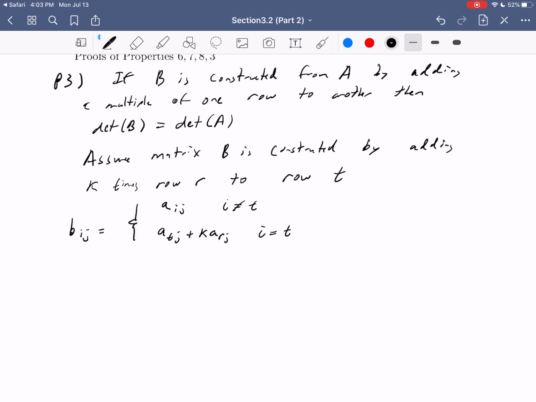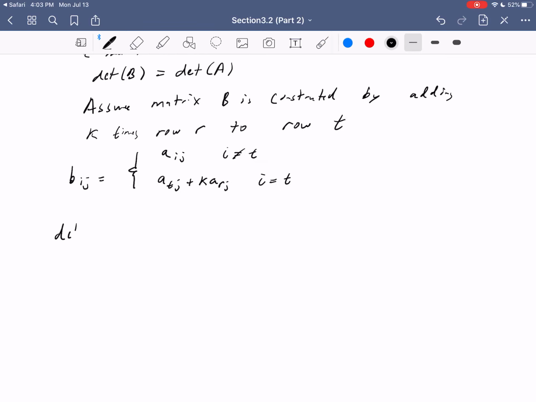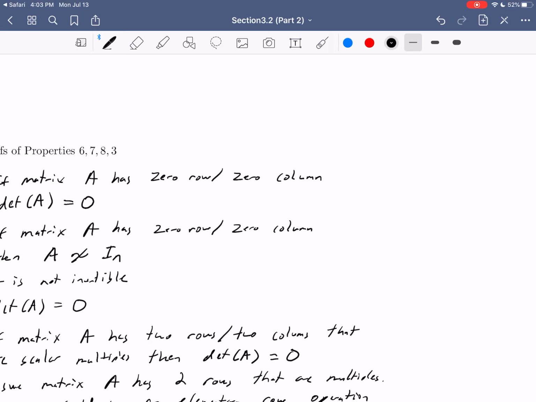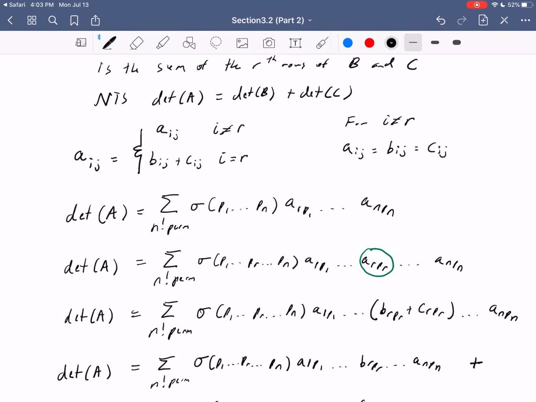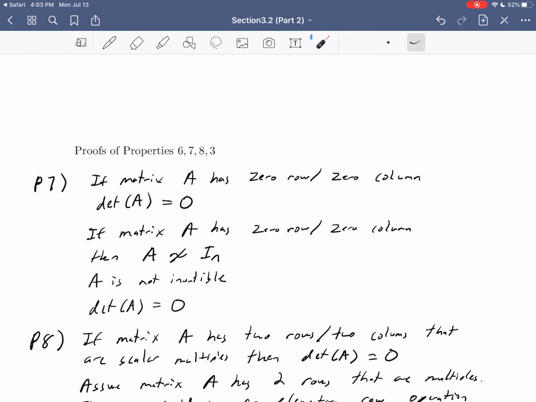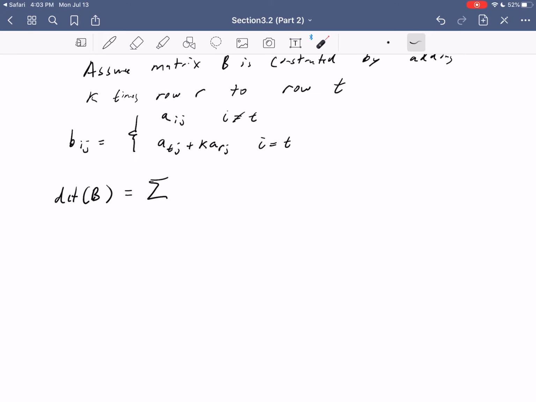Okay, so let's look at the determinant of B. We'll be able to do this a bit faster here. It's going to be very similar to the proof we did back here for this guy right here. So let's go ahead. Here we know that this is going to be the sum over the n factorial different permutations, the sign of p1 down to pn, and then our b_1p1 down to b_npn.